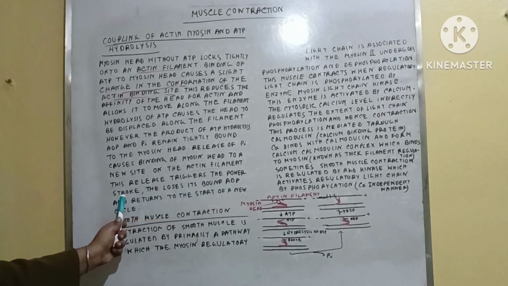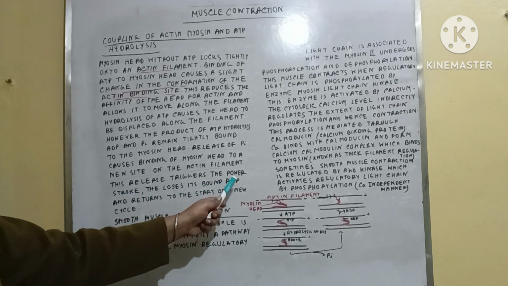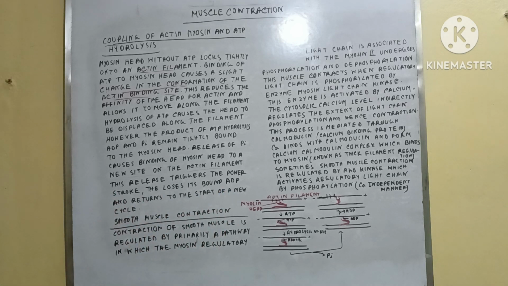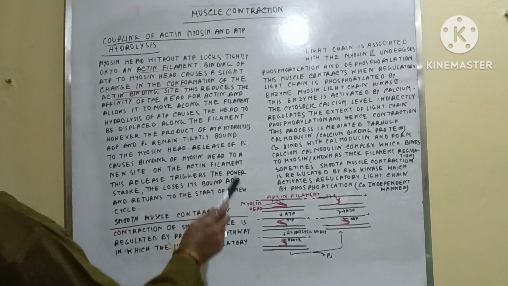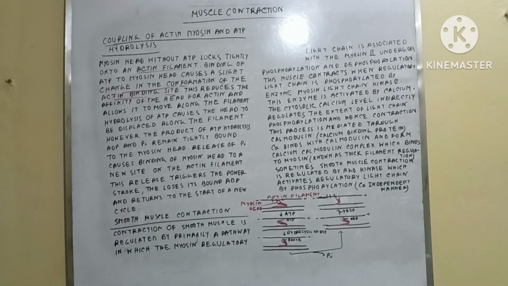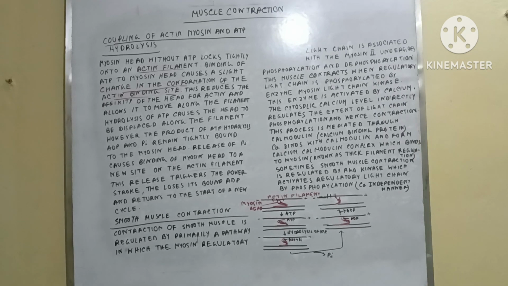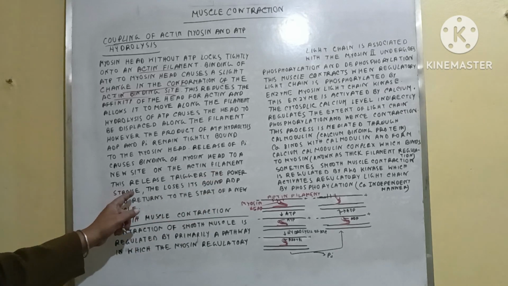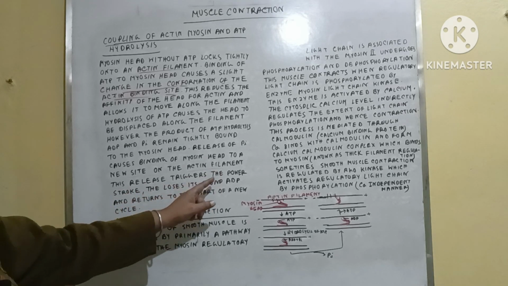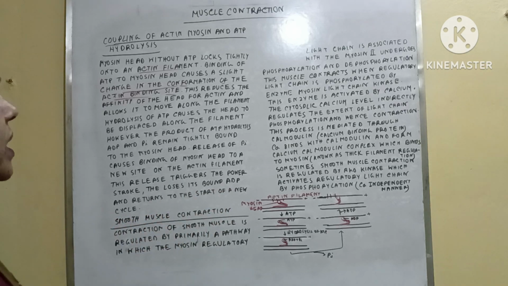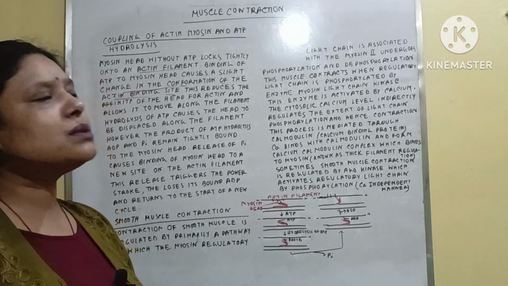Release triggers the power stroke, and the myosin head loses its bound ADP and returns to the start of a new cycle. So the myosin head binds to a new site on the actin filament. This release triggers the power stroke and it loses its bound ADP and returns to the start of a new cycle. So here a power stroke is formed.